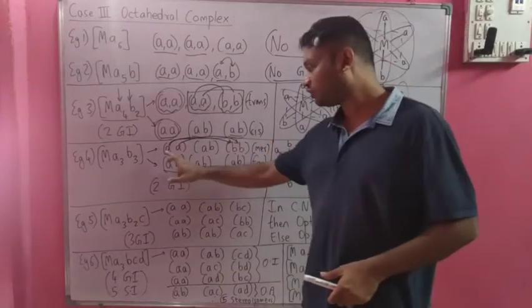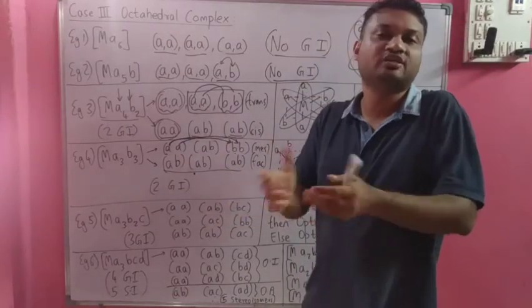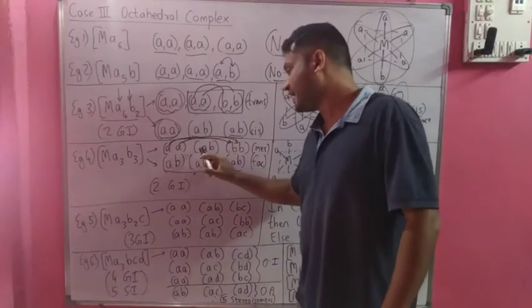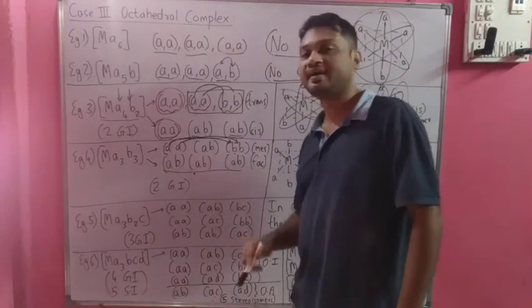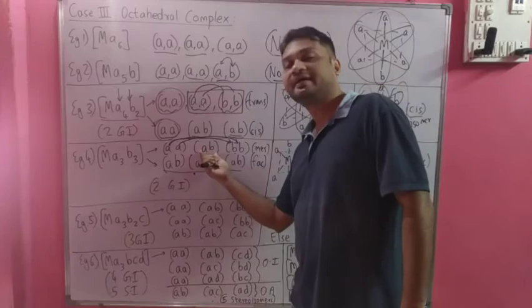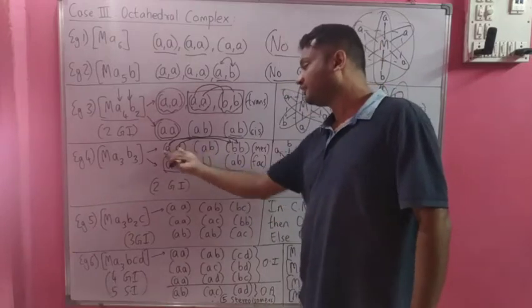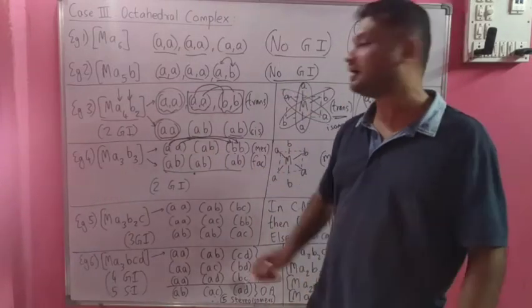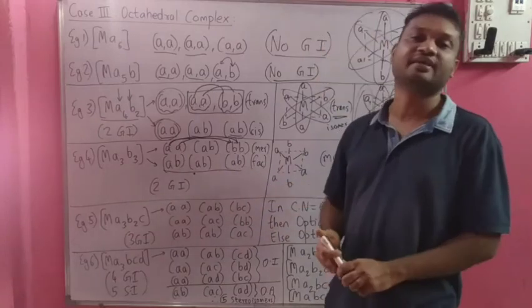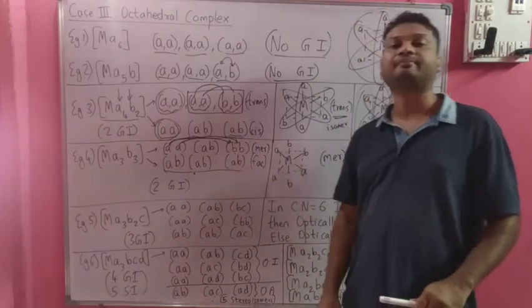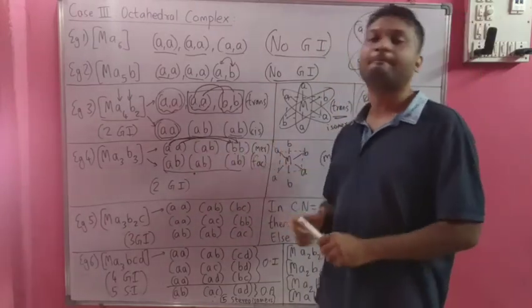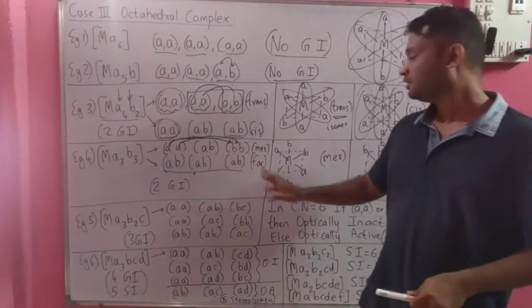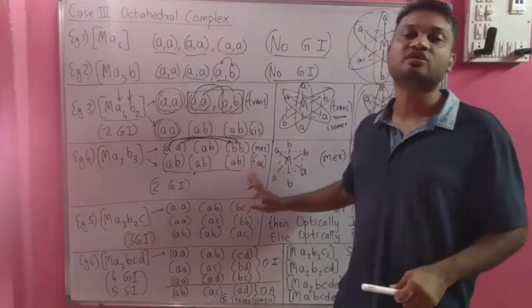Other than this, if you want to combine these two, it will again land to the same structure. Why? Because A and A, we will get again AA, A and B, we will again get AB. So hence we didn't combine the first two sets. What we combined is the first set and third set. And we get this new set. The first set is MER, which is meridional, and the second set is FAC, which is facial.